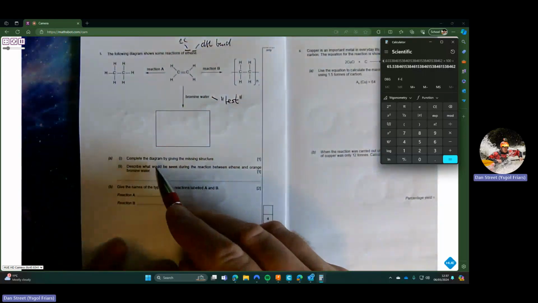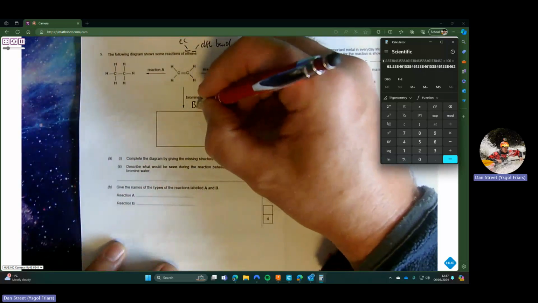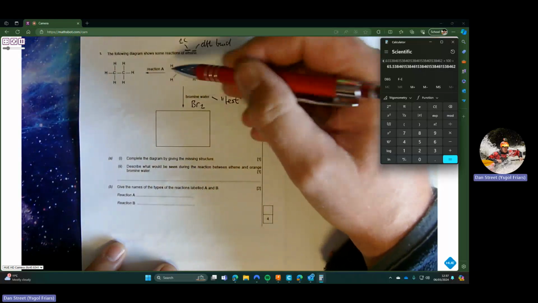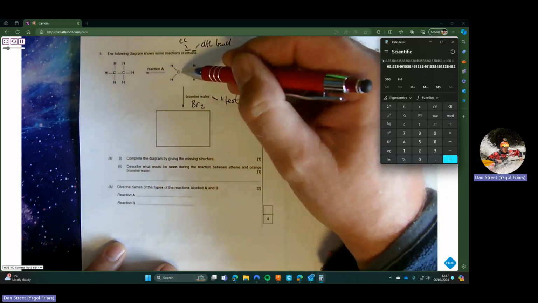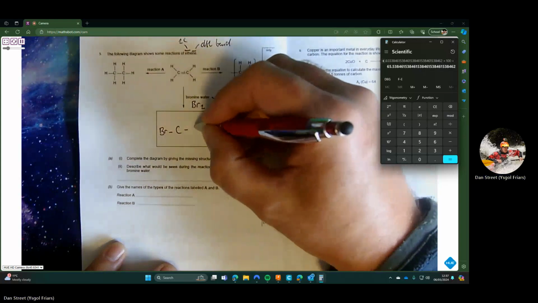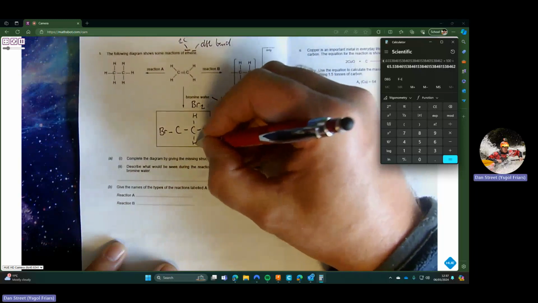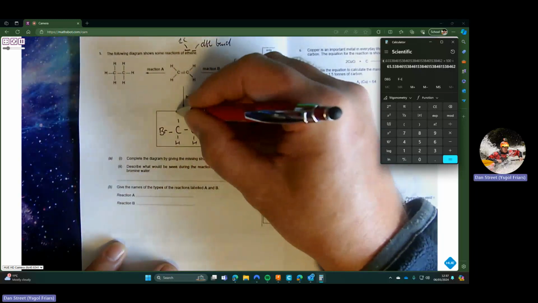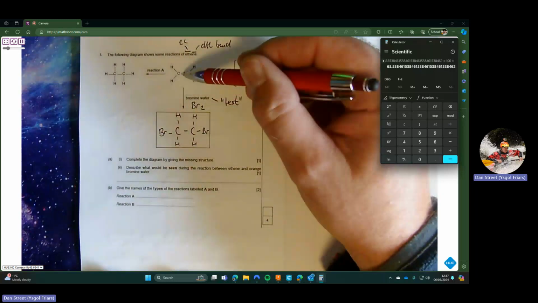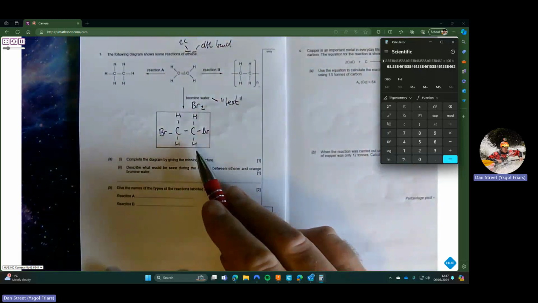Okay, so complete the diagram by giving the missing structure. So bromine water contains Br2 molecules. The double bond opens up, and one bromine atom attaches to each side of the double bond, or in other words, to each carbon. So we could draw Br, C, C, Br, and then above and below we've got the hydrogens that were there in the first place. And so what's happened here is we've saturated the molecule, okay, there's no longer a double bond. All the carbons have 4 bonds going to different atoms.